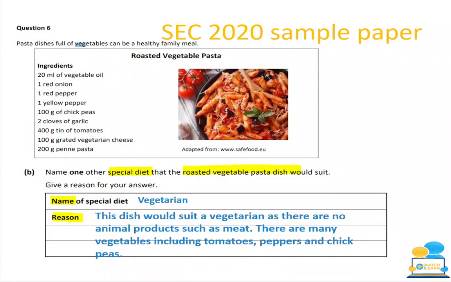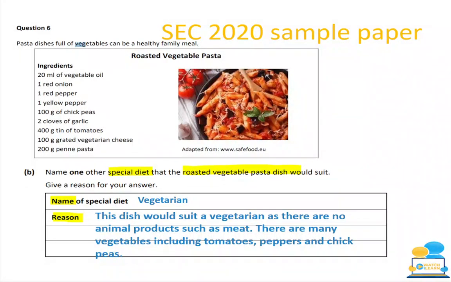This question here is from the State Examinations Commission's 2020 sample paper. And this is part of the short questions. So it says here, pasta dishes full of vegetables can be a healthy family meal. So we have roasted vegetable pasta, and we have a picture there, and we know that it's from safefood.eu. Ingredients are 20 mils of vegetable oil, 1 red onion, 1 red pepper, 1 yellow pepper, 100 grams of chickpeas, 2 cloves of garlic, 400-gram tin of tomatoes, 100 grams of grated vegetarian cheese, that'll be important, 200 grams of penne pasta.